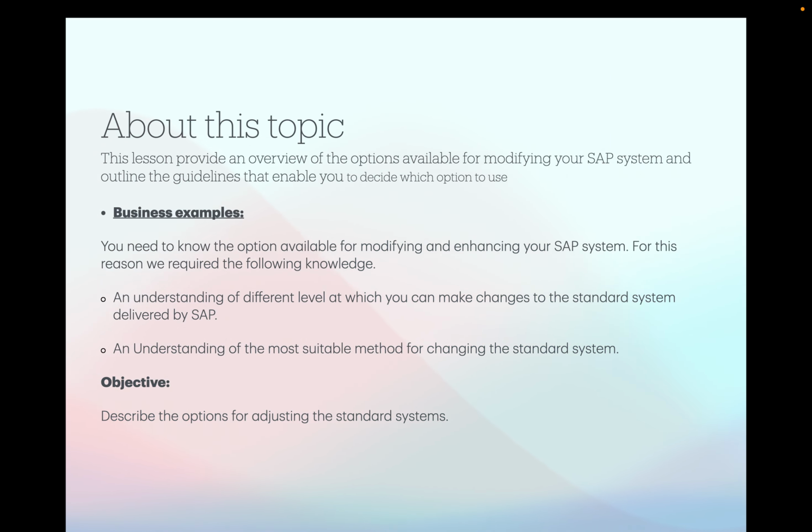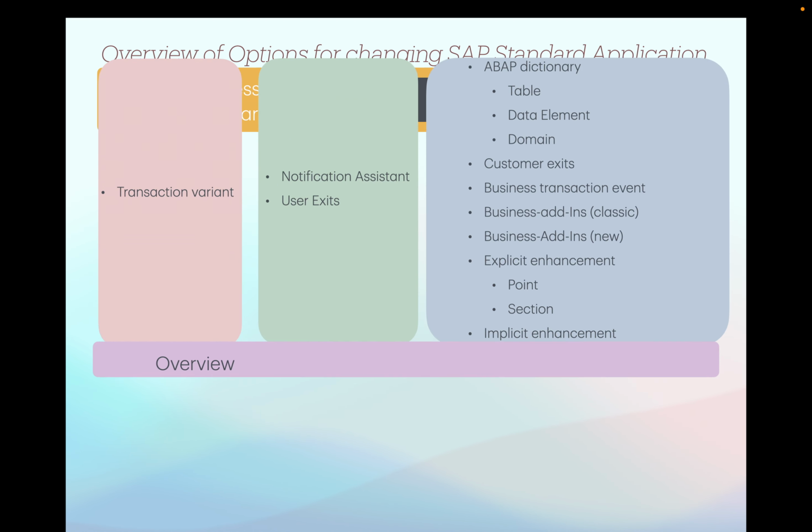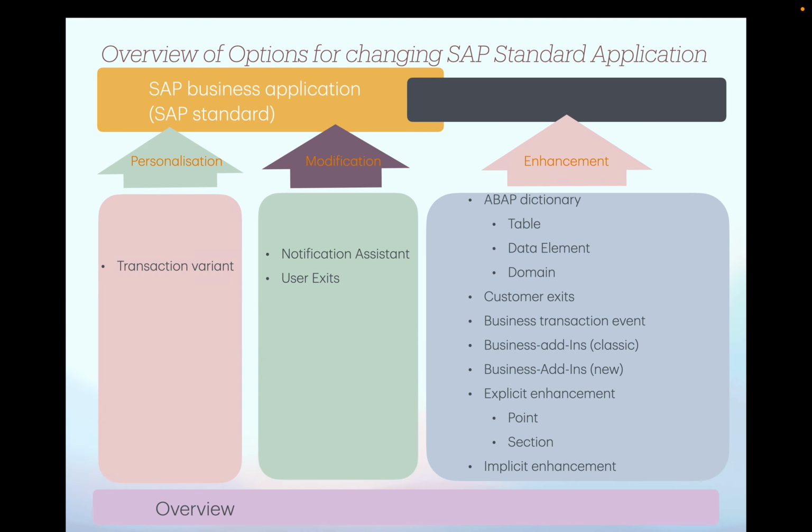We have already explored the overview of all the options available for modifying your SAP system and outlined the guidelines that enable you to decide which option to use. These are the options available for the modification, adjustment and customization of the SAP standard ERP software. The first one is personalization, the second one is modification, and the third one is enhancement. We will explore these options one by one in the successive sessions as well.